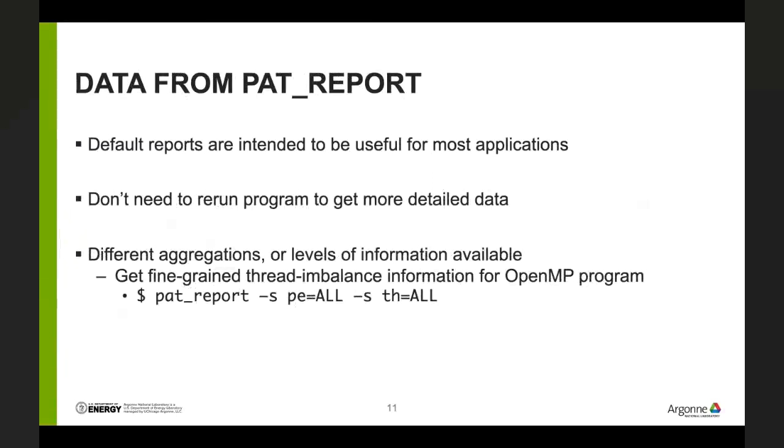The default report, as you see, is intended to be useful for most applications, but sometimes it's not sufficient. In that case, you don't need to rerun the program. You just need to do the post-processing again using pat_report and then get more extensive data. For example, if you want fine-grained thread imbalance information for an OpenMP program, you may use pat_report with this flag. With this flag, you activate all the performance data from all MPI ranks and all threads. Then you will have a much longer report, but you will see more data.